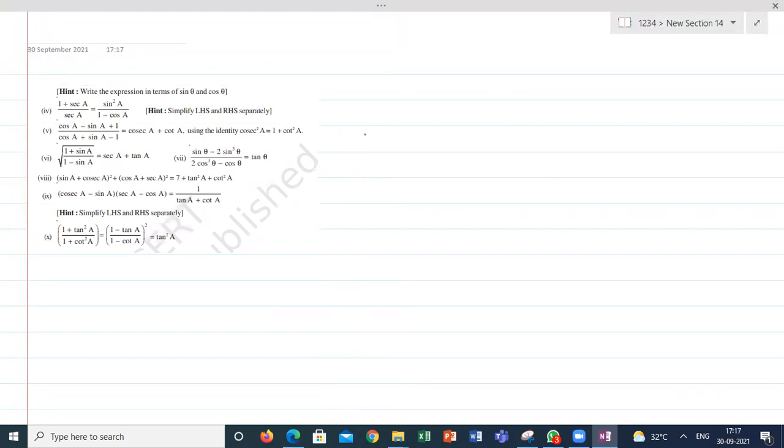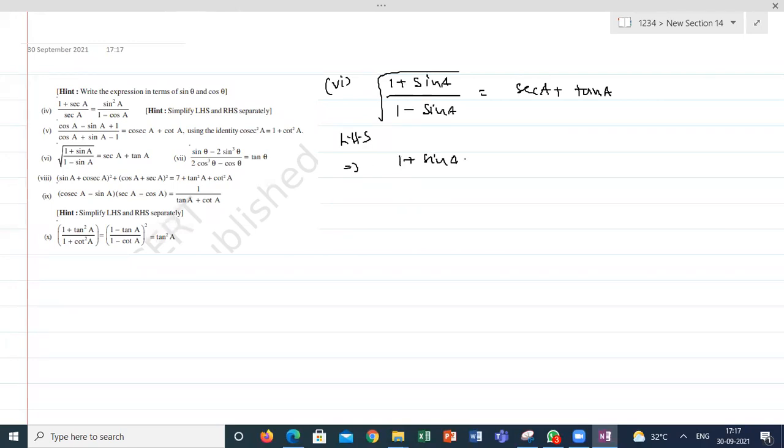Sixth one: under the root, 1 plus sin A divided by 1 minus sin A is equal to secant A plus tan A. So I'm taking the LHS. Let's see whether I will get it. I'm rationalizing the LHS: 1 plus sin A into 1 plus sin A in the denominator.